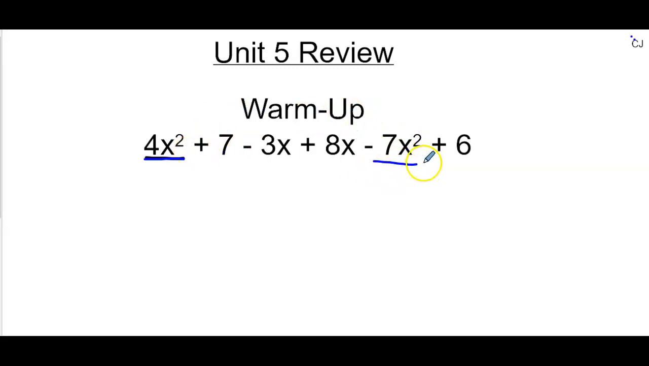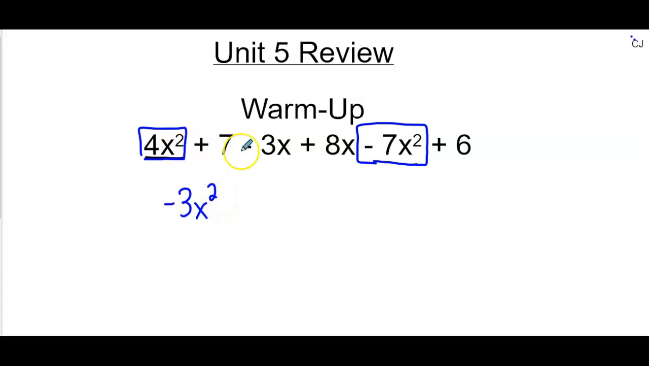Now remember, when you're dealing with different terms, the sign in front of it is always attached to it. So this is 4x squared minus 7x squared. When you're combining like terms, you just add or subtract the numbers and keep the variables the same. So 4 minus 7 is a negative 3x squared.